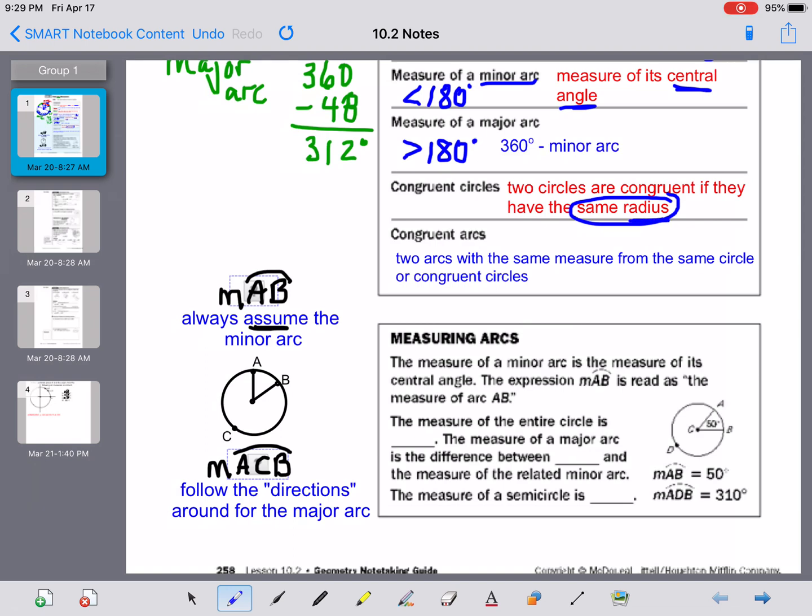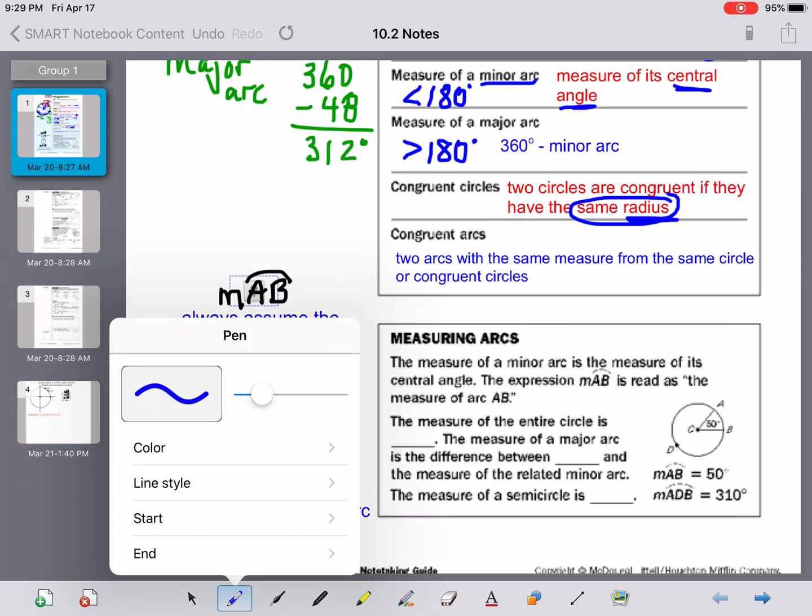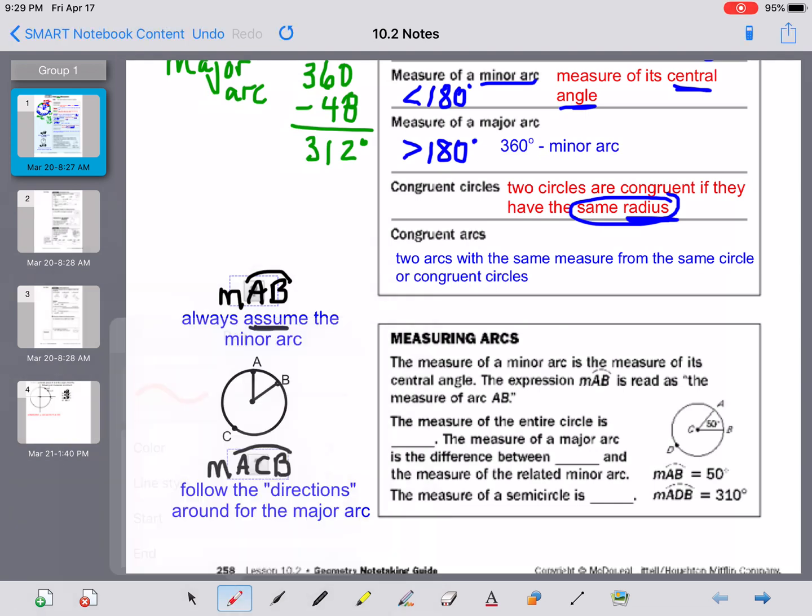So if you have circles that have the same radius, then they will be congruent circles. And then again, like I said, the congruent arcs we'll look at on page 3 of our notes. All right, down here at the bottom, talking about the measuring of arcs. We're going to kind of mix between what I have in the margin and what I have here in the box.